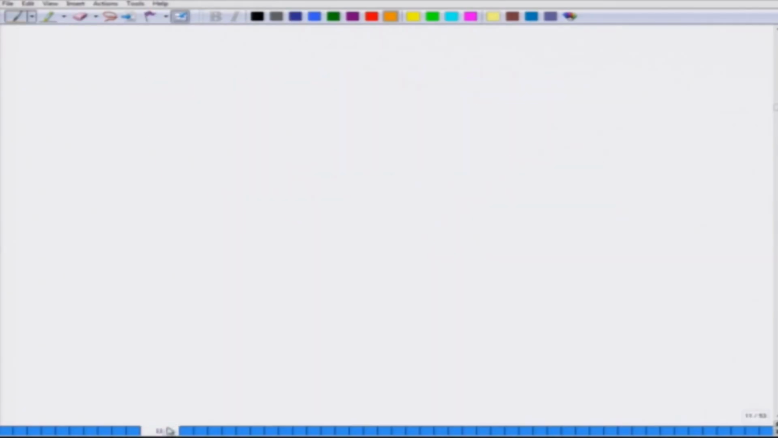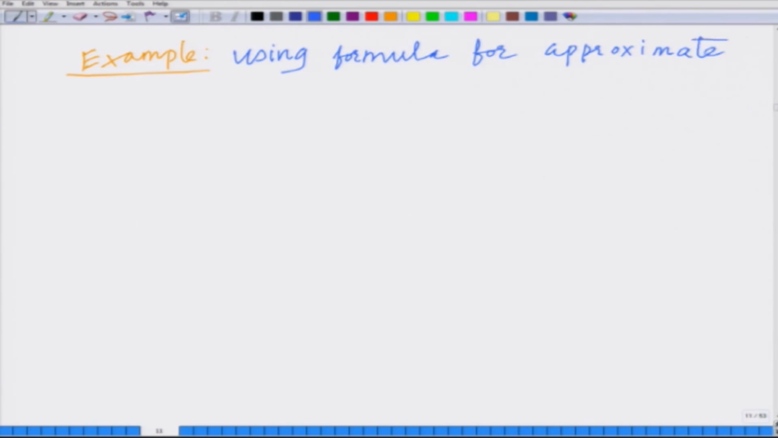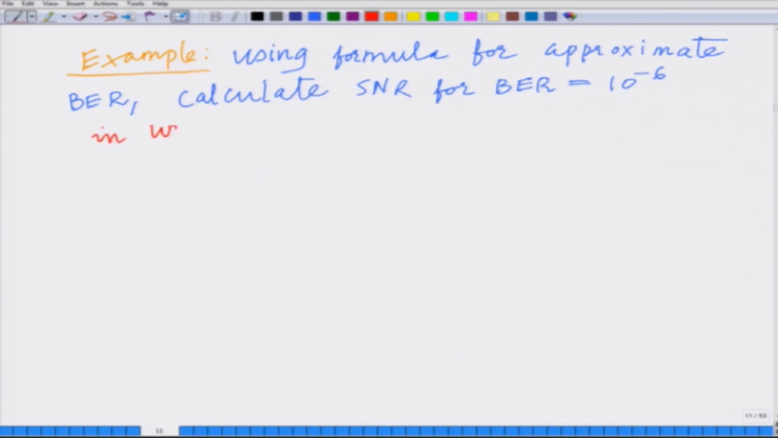Alright. So, let us do another simple example to understand this better. Using our approximate formula, the approximation that we have recently developed for the approximate bit error rate in the wireless system, calculate the SNR for bit error rate equals 10 to the power of minus 6 in our wireless system.